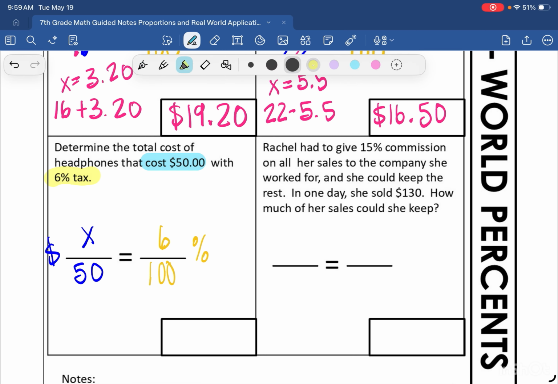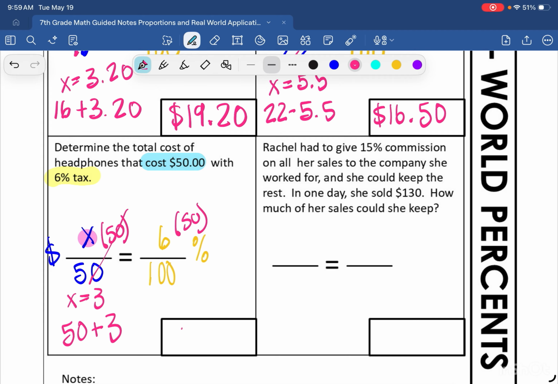And then solving this, my variable's in the numerator. So I need to multiply each side by 50. That gives me 1x. So 6 times 50 divided by 100. That lets me know that x equals 3. So for the total cost, I'm going to be adding it since it's a tax. So 50 plus 3 is going to give me $53.